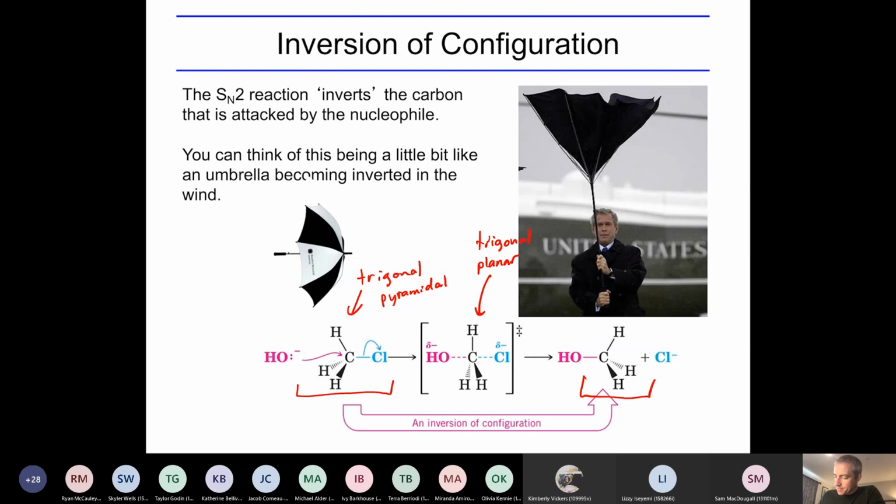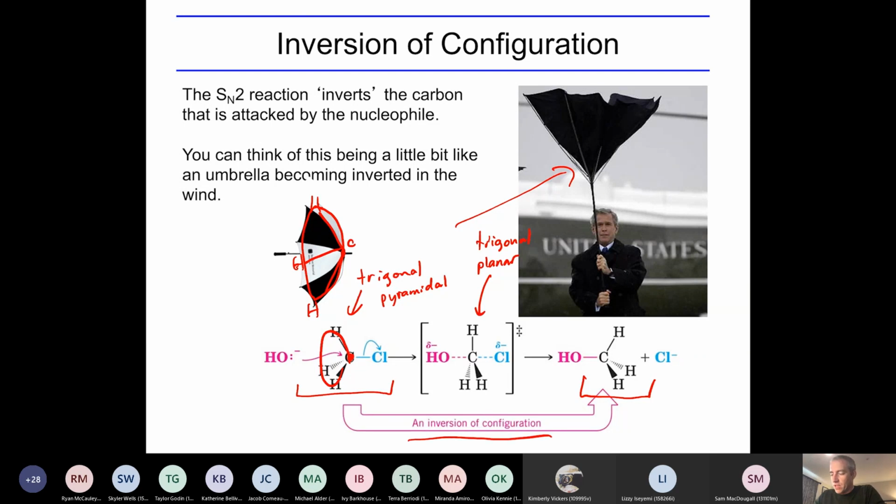So it's almost like, if you look at the carbon and the 3 hydrogens, it's kind of shaped like an umbrella, right? Where it's a carbon, hydrogen, hydrogen, hydrogen, something like that. And just like an umbrella can invert if it catches the wind, that's what's happening here. That carbon with the 3 hydrogens is inverting as a result of this reaction. We call it an inversion of configuration.